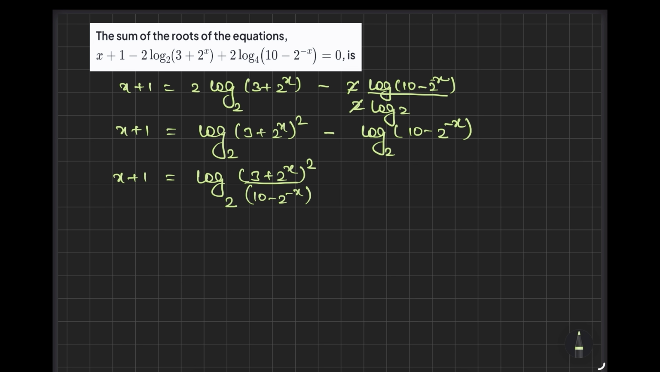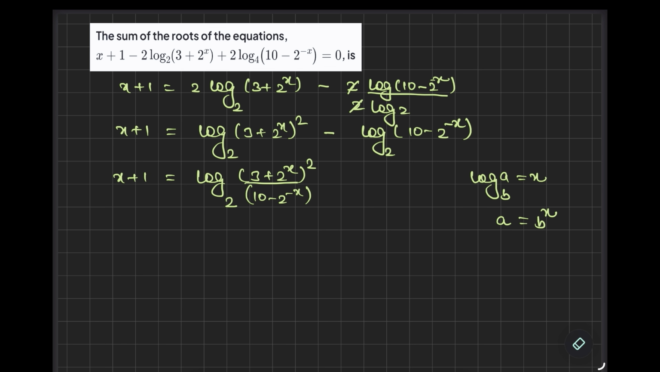Now I'll break the log. You know that log a to the base b is a number. When we raise this number on the base, we will get a. So this is your a, this is your number, and this is your base.